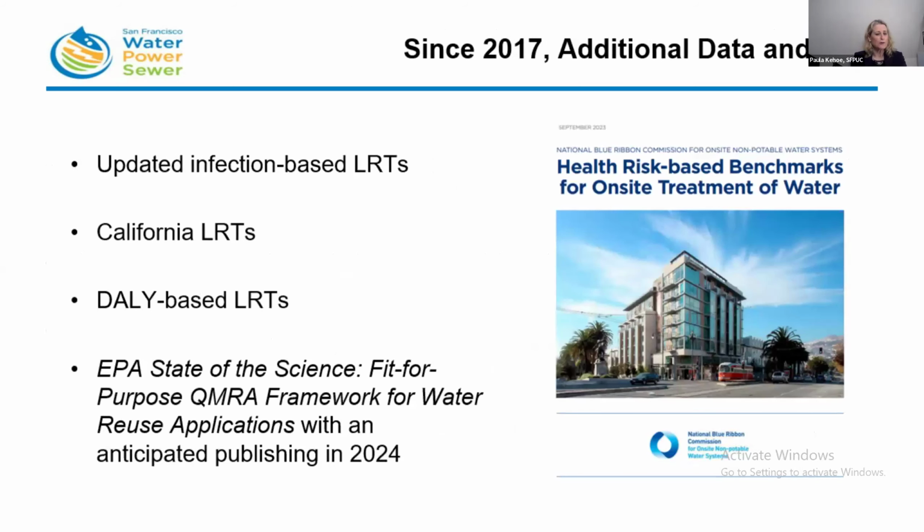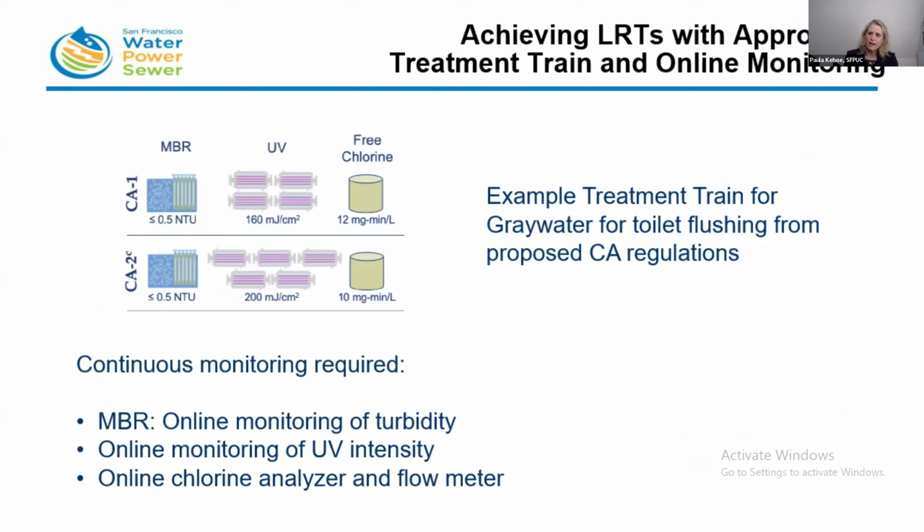Since 2017, there's been more research that's been done in terms of looking at risk-based benchmarks. We have also an approach from California. We have an approach considering a DALY approach, which is utilized more internationally. And EPA is looking at developing a fit-for-purpose framework, which is anticipated to be published later this year.